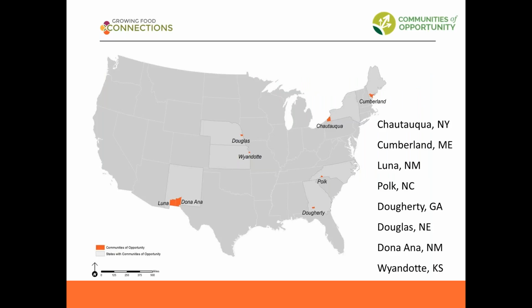So the communities of opportunity were identified following a really long process of ranking all of the communities in the United States. And then we ultimately selected 8 communities, half of which are urban and half of which are rural, to partner with long-term. So you can see the list on your right.